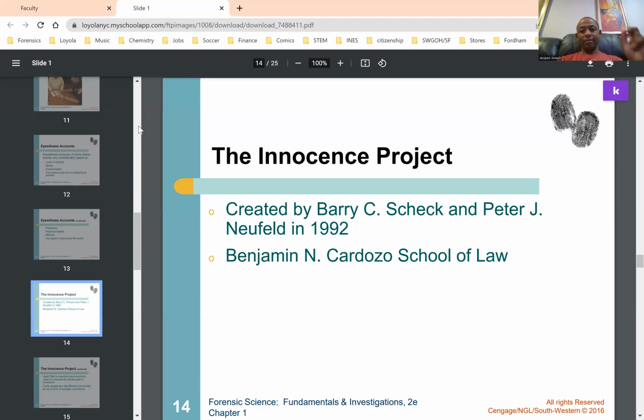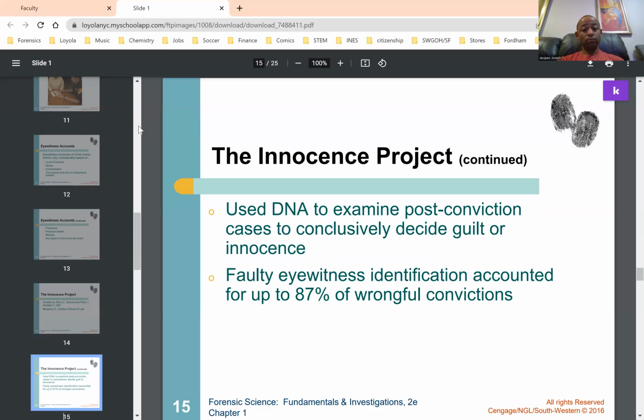Eyewitness accounts based on prejudice, personal belief, I would even say racial discrimination, have put a lot of people in jail that were not supposed to be there. There's a project from 1992 called the Innocence Project, created by Barry Scheck from the Cardozo School of Law here in New York, who used DNA to examine post-conviction cases of people who were found guilty just based on eyewitness observation.